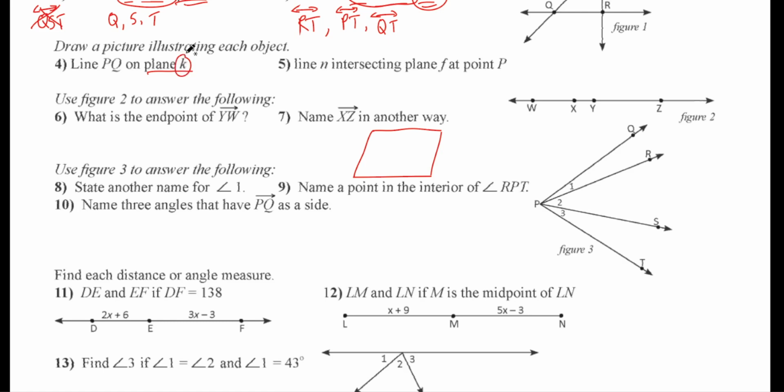Plane what, though? What do we name it? Plane K. Where do I put the K? In one of the corners. It could be in the top right corner, but it could be in any of the corners. But it's got to be inside it. Don't put the K out here. If you put the K out there, I'm going to mark it wrong.